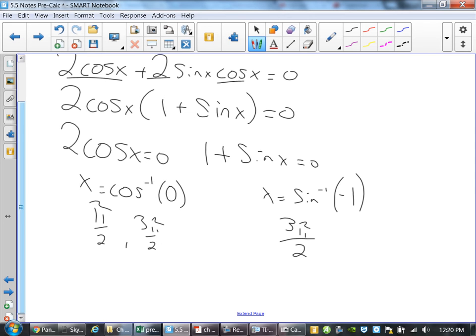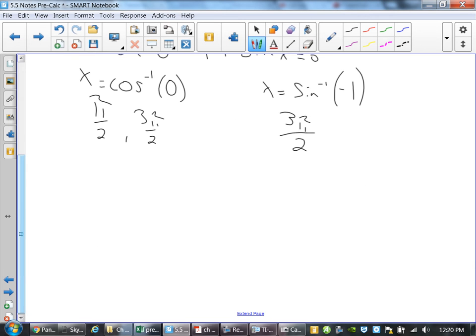Now, did this problem start out with a restriction like within 1 revolution or anything like that? No, so that means we have a general solution. Since you have this one, these 2 repeat off of one another, so it would just be plus pi. This one would be pi over 2 plus pi n. And this one would be 3 pi over 2 plus 2 pi n.